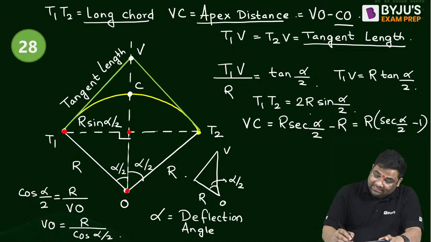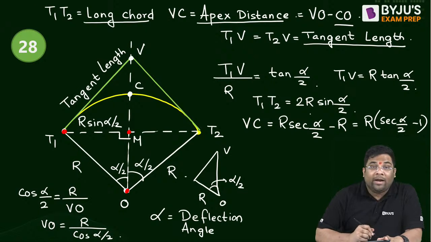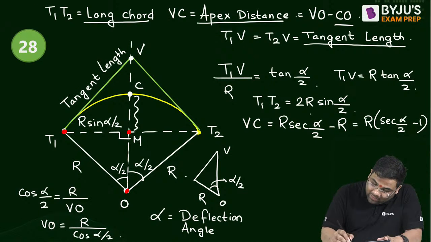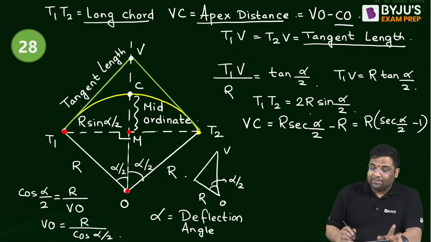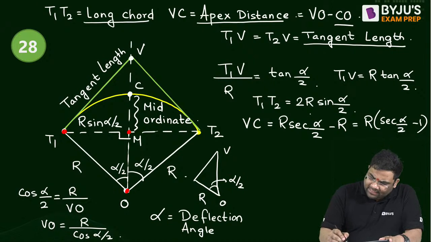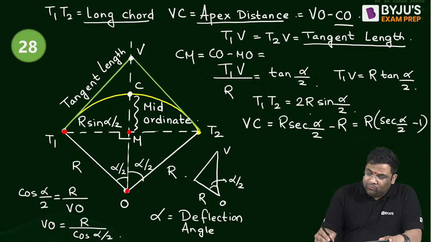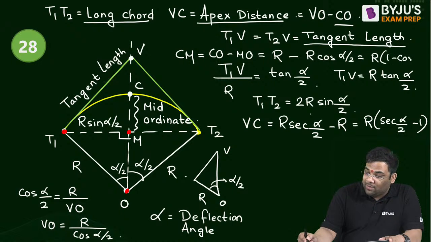Now the last thing is this distance. Suppose this is point M. This CM is known as the mid-ordinate. Can you find out this mid-ordinate? Yes, CM will be equal to CO minus MO. CO is R, and MO is R cos alpha by 2. So this becomes R into 1 minus cos alpha by 2.